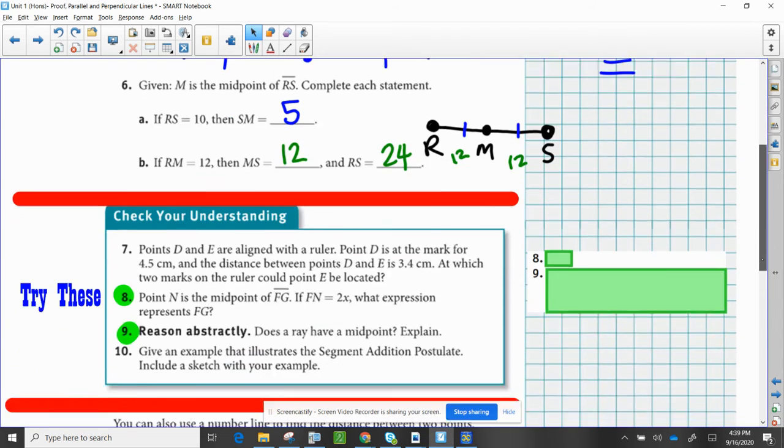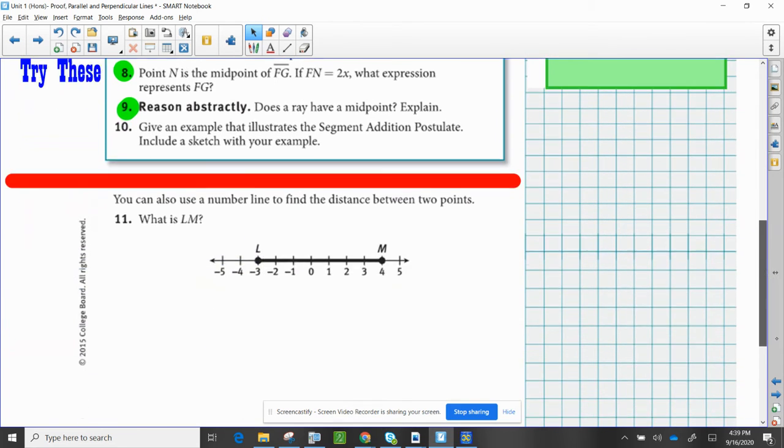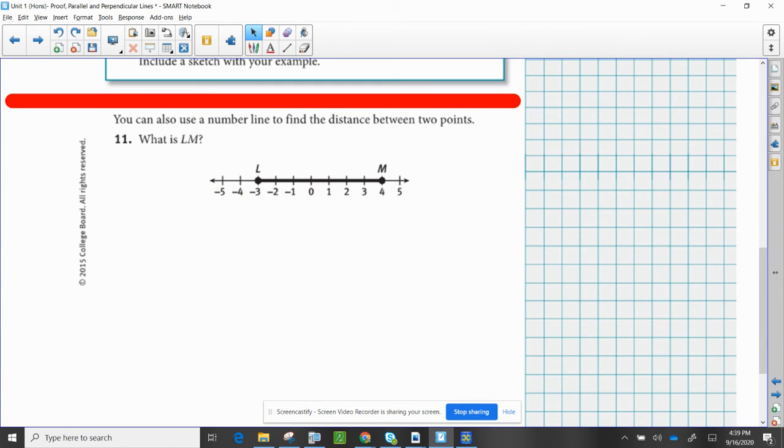All right. Let's see here. I'm going to skip this. Let's jump to number 11. So on number 11, it says you can use a number line to find the distance between 2 points. Okay, so you guys are familiar with number lines. We've used them before in the past. But if they asked you to find the length of LM, what would you do to find that?